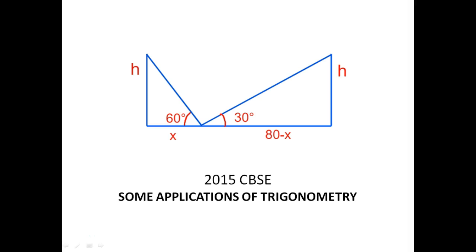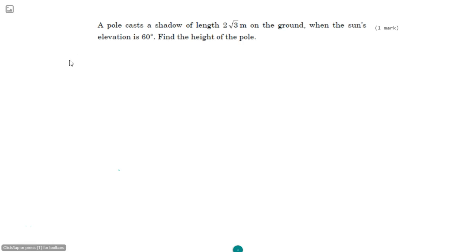In this video, we solve questions from the 2015 CBSE question paper from the lesson Some Applications of Trigonometry. First, we have a 1-mark question. A pole casts a shadow of length 2√3 meters on the ground when the sun's elevation is 60 degrees. Find the height of the pole.